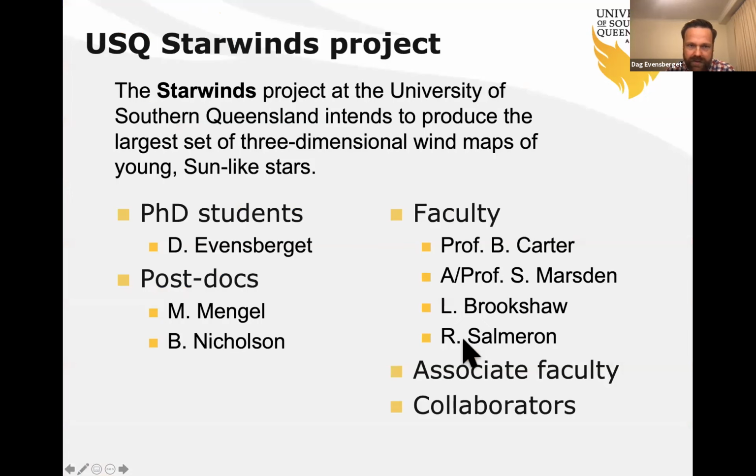Let's try. Right. So at USQ, I'm part of the Starwinds project, which aims to produce the largest set of three-dimensional wind maps of young sun-like stars. And I think we can say that we've done this now. At the moment, I'm the only PhD student, but I have lots of help from postdocs and my supervisors and associate faculty and collaborators.